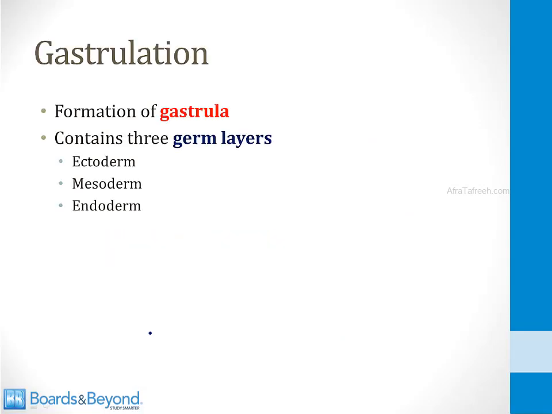In the video on embryogenesis, I talked about the process of gastrulation, when the embryo forms into a gastrula, and a gastrula is a structure that contains the three germ layers: the ectoderm, the mesoderm, and the endoderm. For the USMLE Step 1 exam, they're going to want you to know which structures derive from the ectoderm, which from the mesoderm, and which from the endoderm.